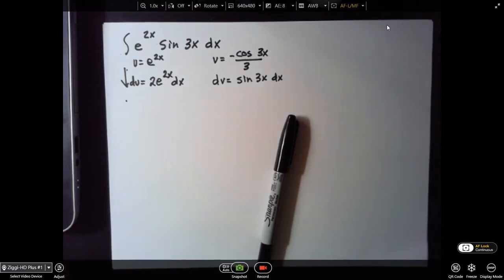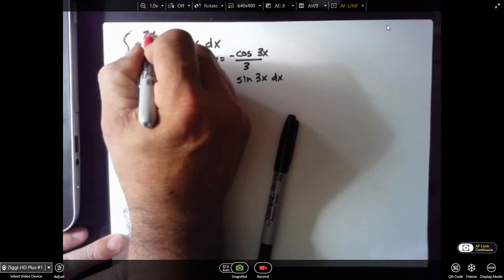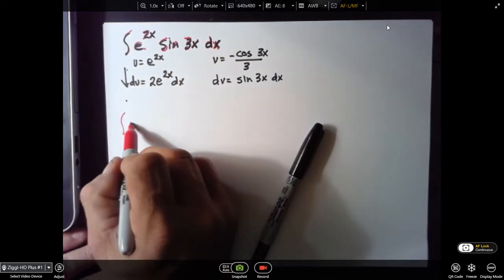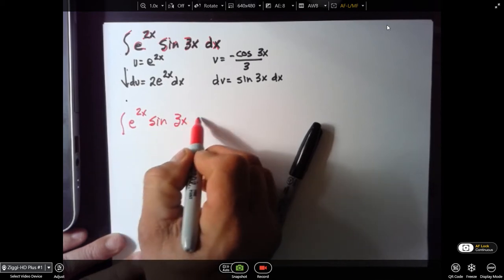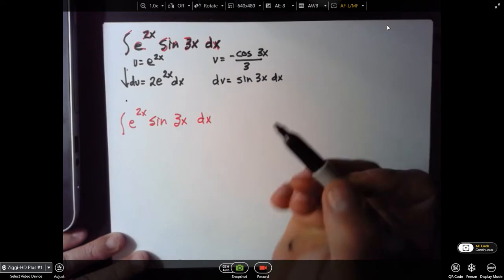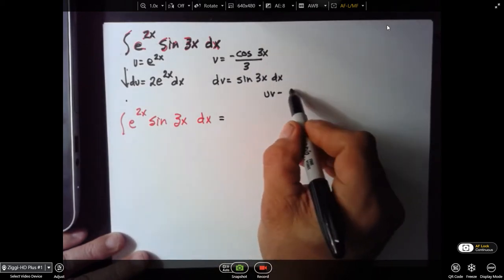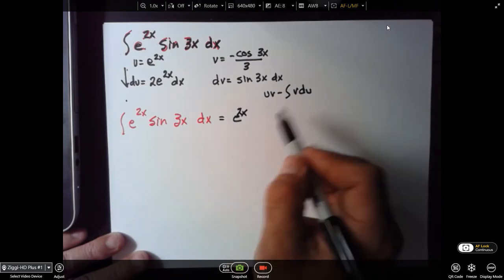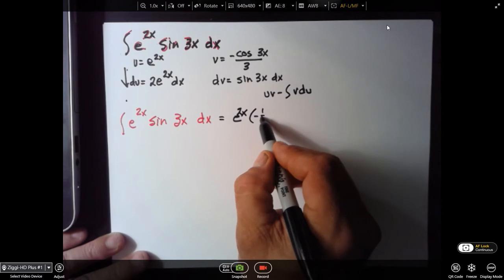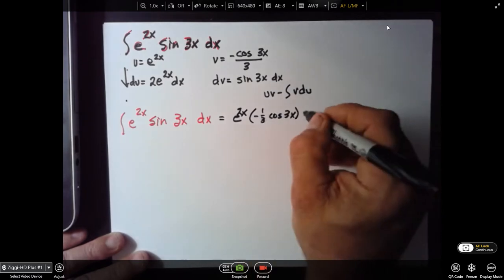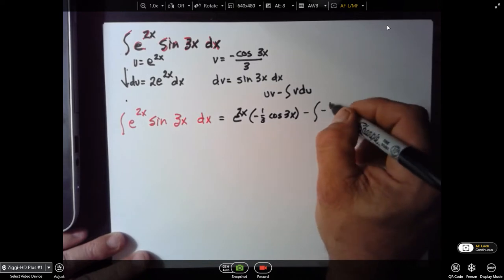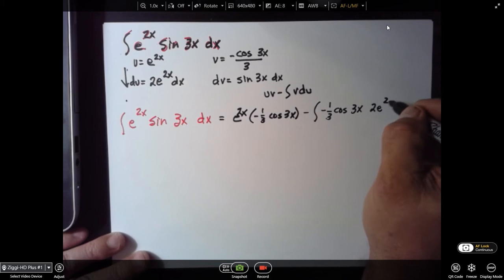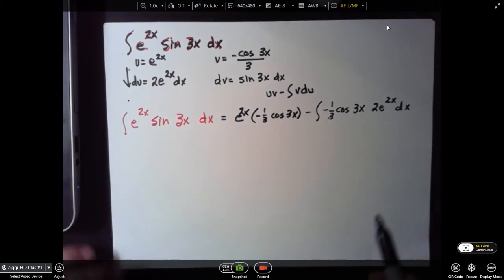I'm going to put this in red because we're going to keep it: e to the 2x sine of 3x dx. I'm going to keep that on the left hand side. e to the 2x sine of 3x dx is equal to ultraviolet minus voodoo. So u is e to the 2x, v is negative 1/3 cosine of 3x, minus voodoo, which is going to be negative 1/3 cosine of 3x times 2e to the 2x dx. So we still got our red one over here.